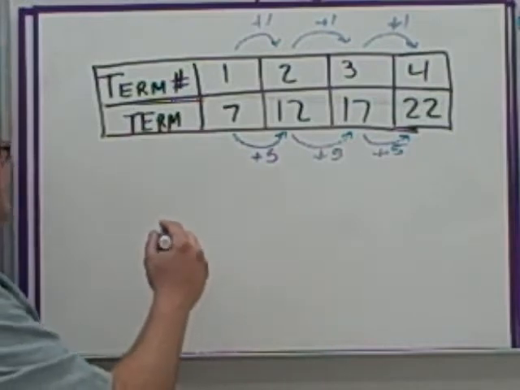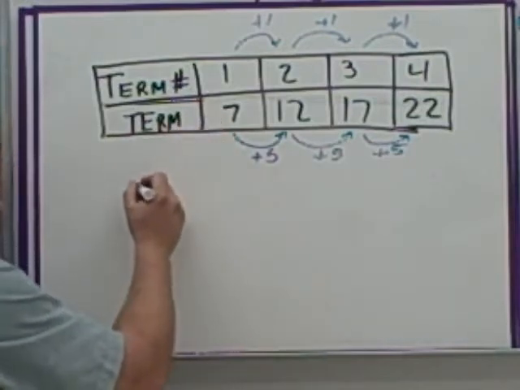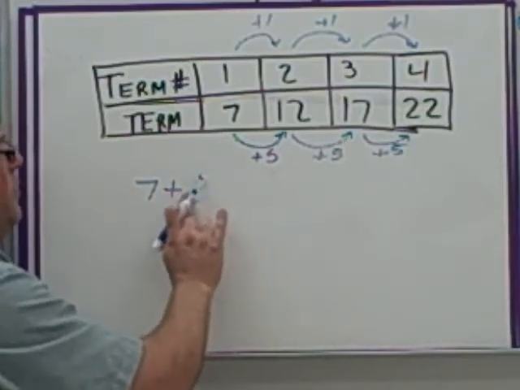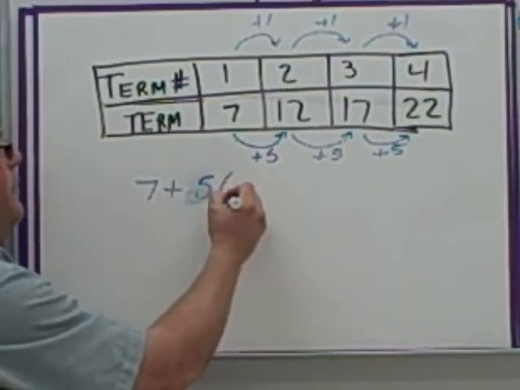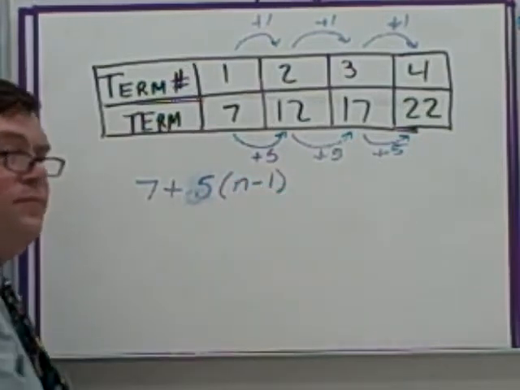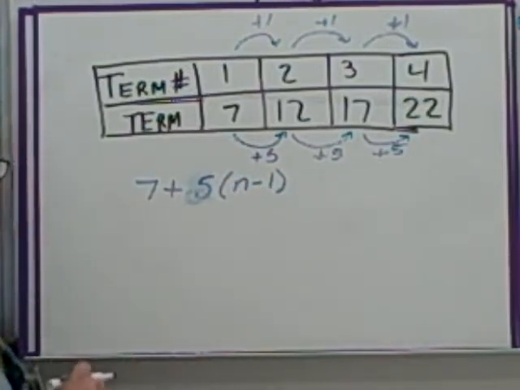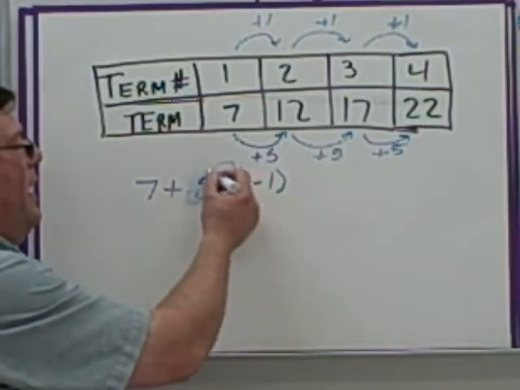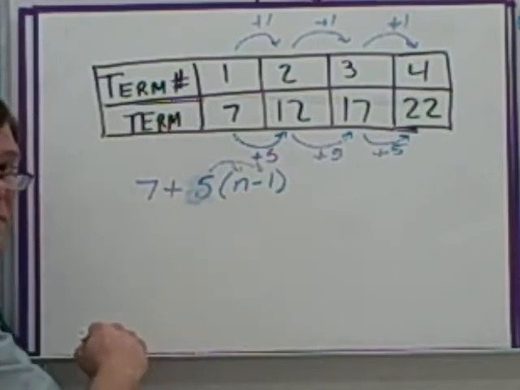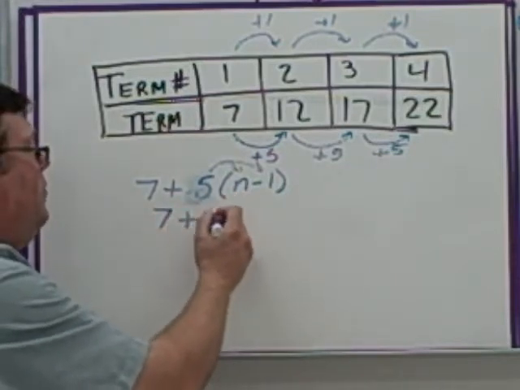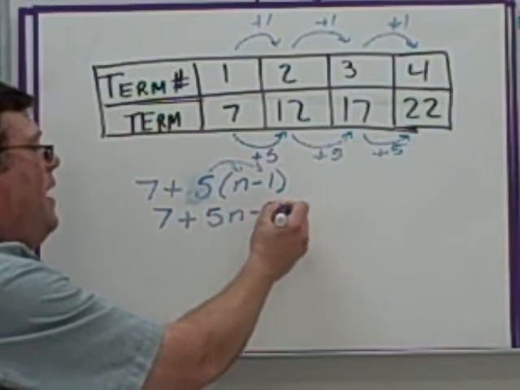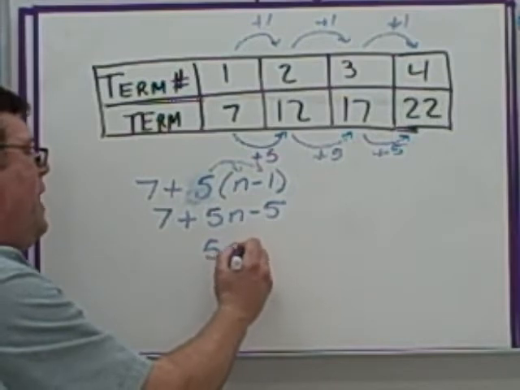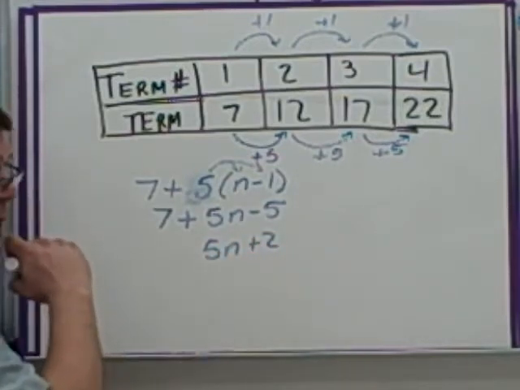And we learned about the expression where we took the first term, 7, added the common difference, which in this case would be the 5, times n minus 1, and we got an expression for that table. Now, we also talked about in class how we use the distributive property to simplify this, and we get 7 plus 5n minus 5. We combine these like terms, and we get 5n plus 2.